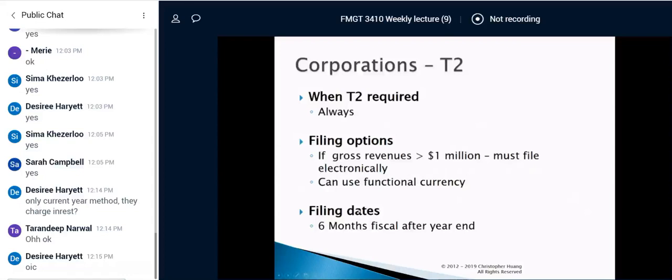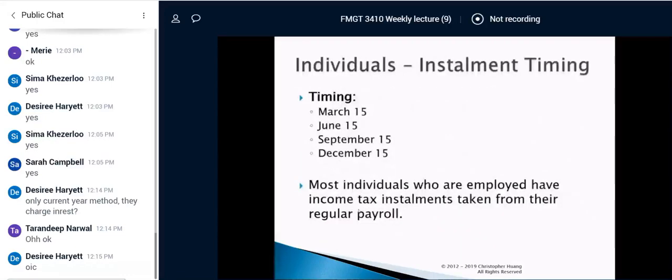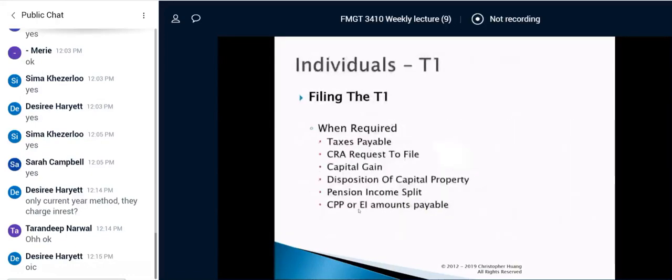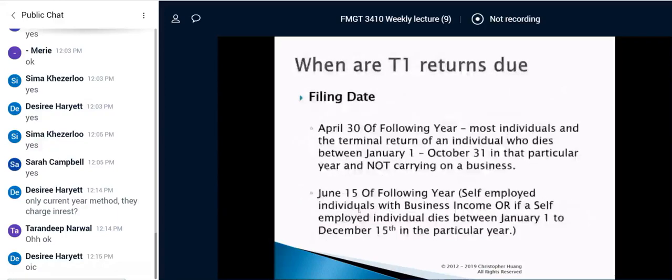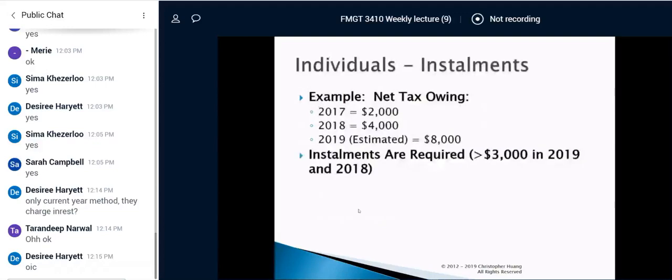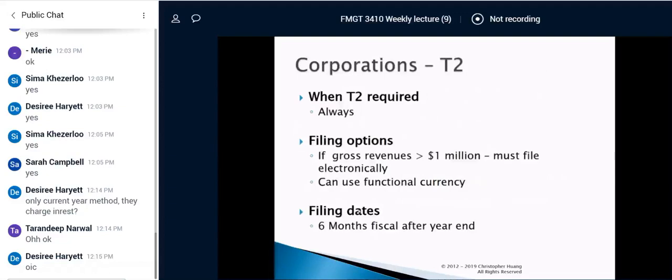Individuals, if I go back here, I can't remember if I put this in here. I don't think I have it in here. I should have put it in there. Anyways, individuals, the government is generally not as fussed because first off, they're getting installments automatically through payroll. And the individual amounts are not as bad. But generally speaking, they encourage individuals to e-file as well, regardless. But for corps, there are strict requirements. If you're over $1 million gross revenue, you have to e-file.